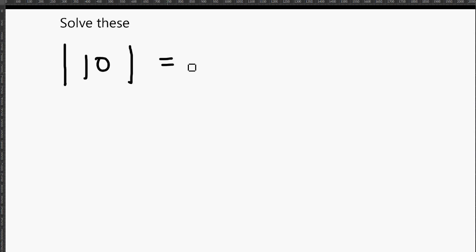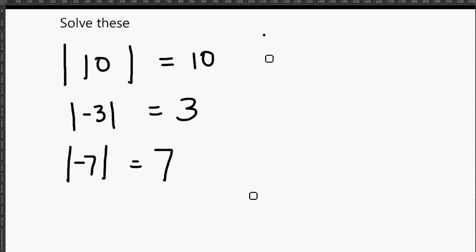So for example, the absolute value of 10 is just 10. The absolute value of -3 is 3. It's basically the number 3, but I removed the sign on it. And same way, absolute value of -7 is 7. It's just the number, but I removed the sign.